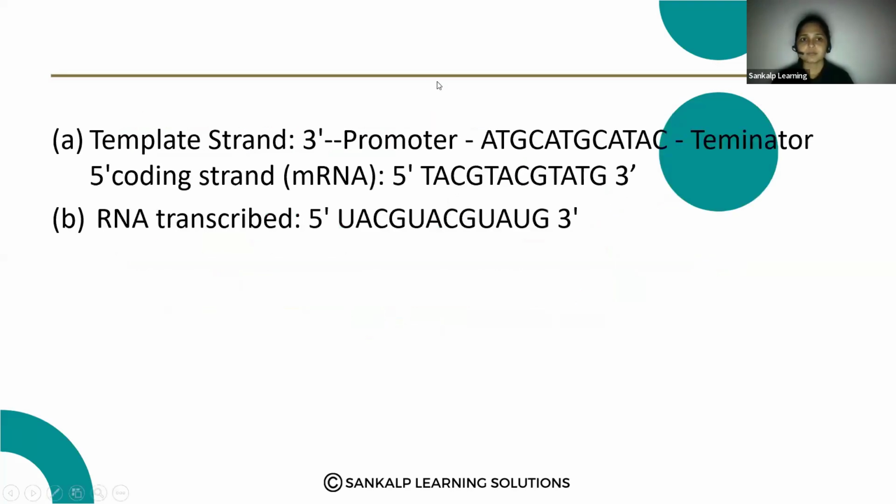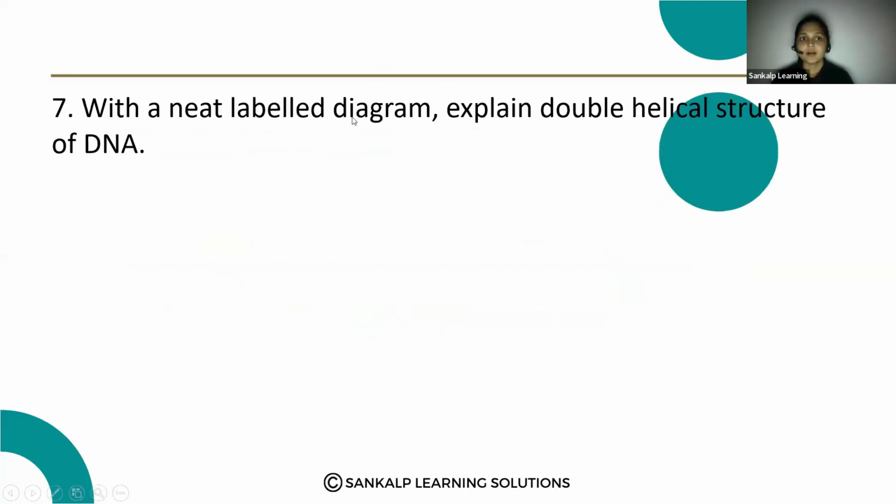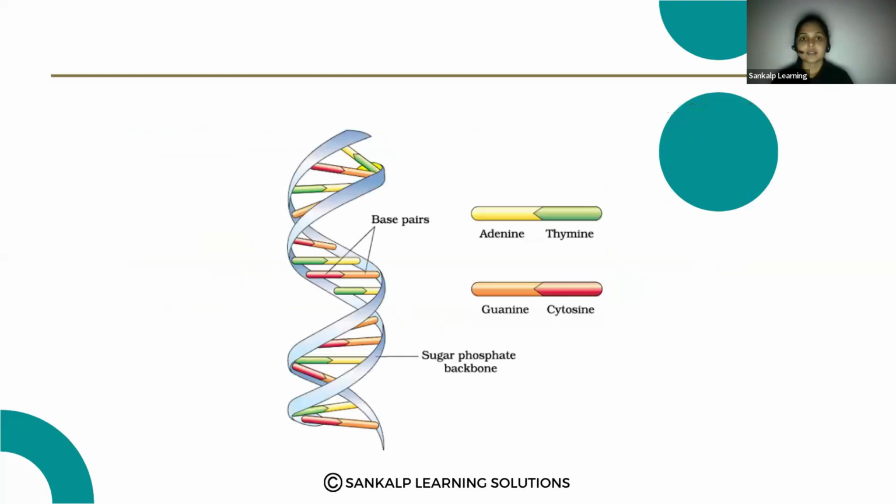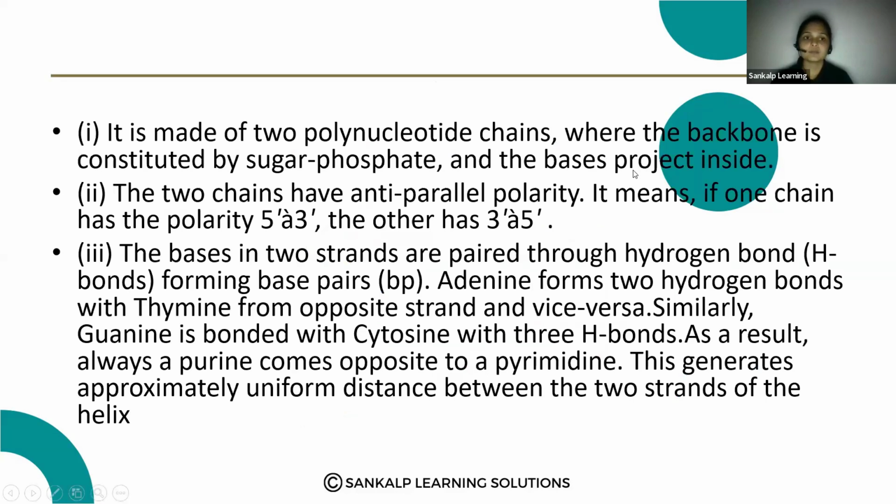Next question. With a neat labelled diagram, explain the double helical structure of DNA. The double helical structure of DNA contains two strands. Here base pairs are there: adenine, thymine, guanine, cytosine, and the sugar phosphate backbone. So this is a very important diagram. Please practice this diagram.